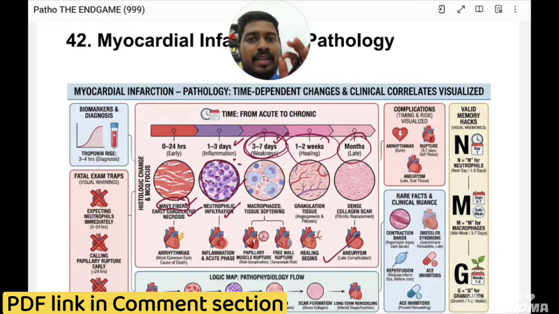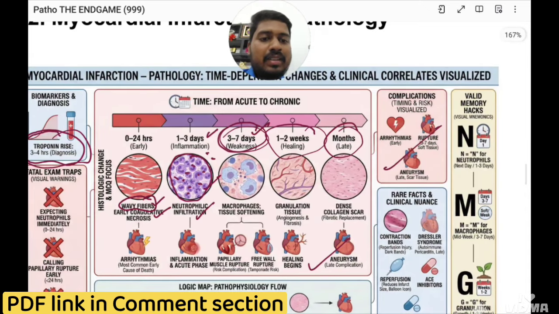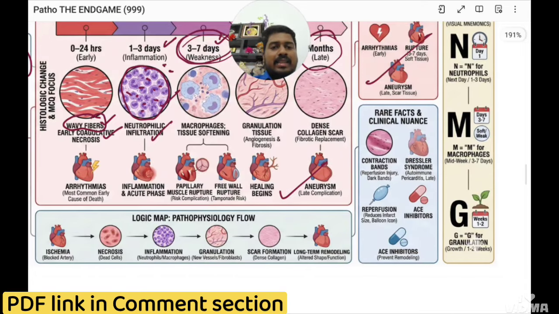There are some biomarkers, and the most important out of these is troponin T, which increases by the initial 3 to 4 hours. So we do troponin T or troponin I levels. These are the complications which I have already explained. There are some extra things that you need to know.